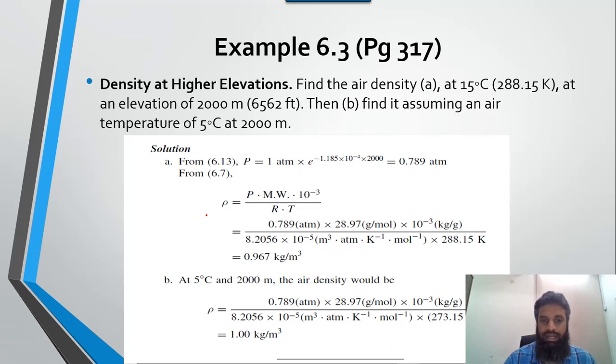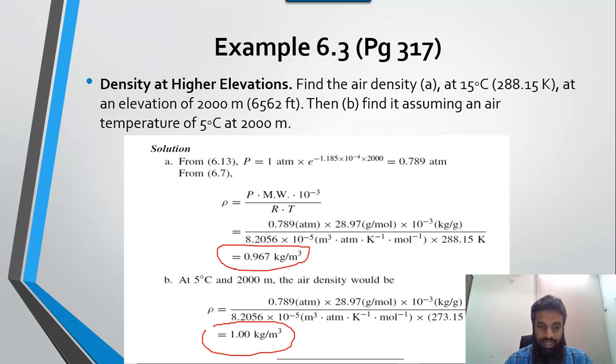So the air density would be pressure into molecular weight into 10 to the minus 3 divided by R into T. So the pressure will be 0.789 atmosphere into 28.97 into 10 to the minus 3 divided by the value of R multiplied by the temperature. So the air density would be this one. If the temperature changes, then when we calculate the complete formula, the air density is this one. So there is a difference between these two values because of the change in the temperature, and second because of the change in the altitude.